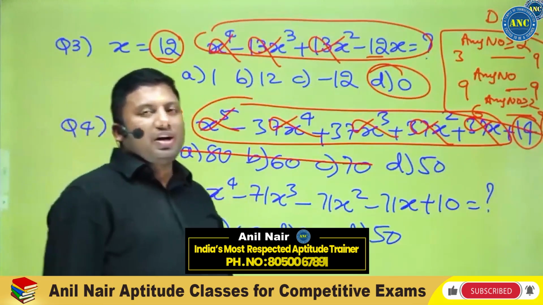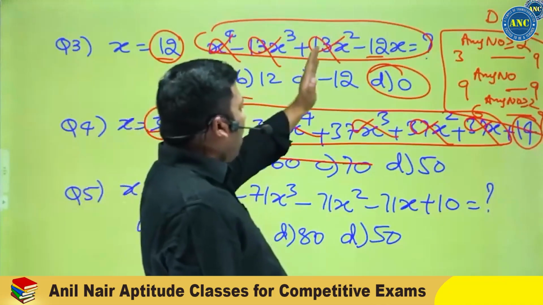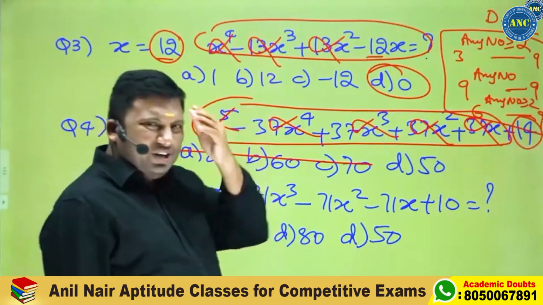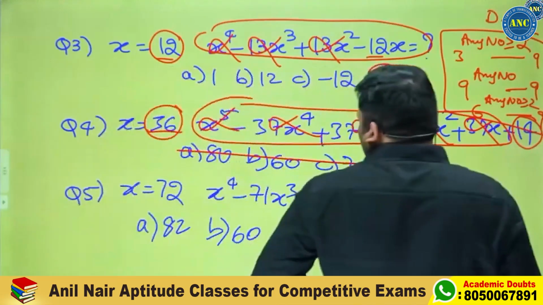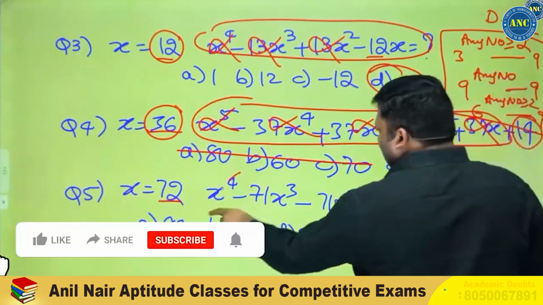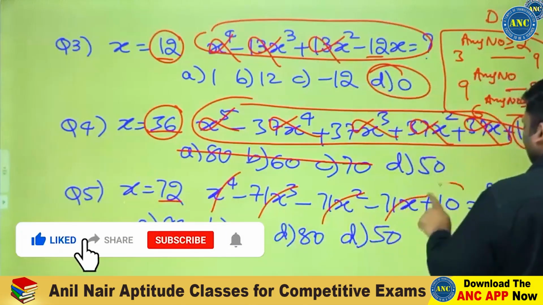Within 2 seconds, you can solve these questions. People do all these 13 as 12 plus 1. All these are not required. Use your brain, sir. Right? X equivalent to 72. 72, what is the digital sum? 9. All are divisible by 9.